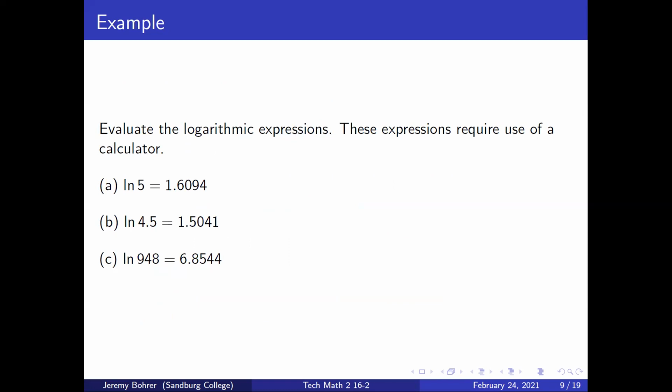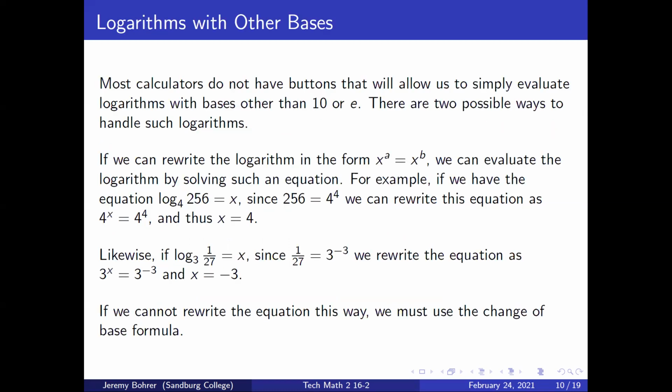Evaluate the logarithmic expressions. These expressions require use of a calculator. The natural log of 5 is 1.6094. The natural log of 4.5 is 1.5041. And the natural log of 948 is 6.8544.